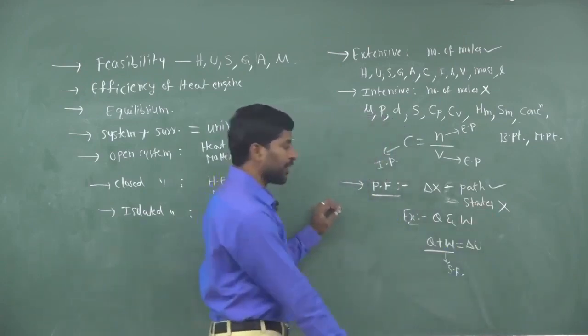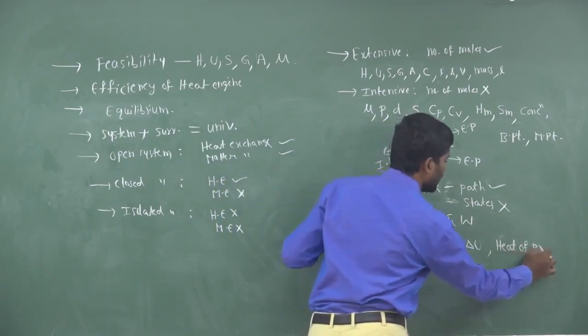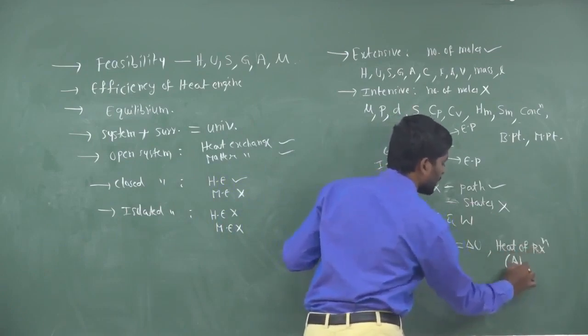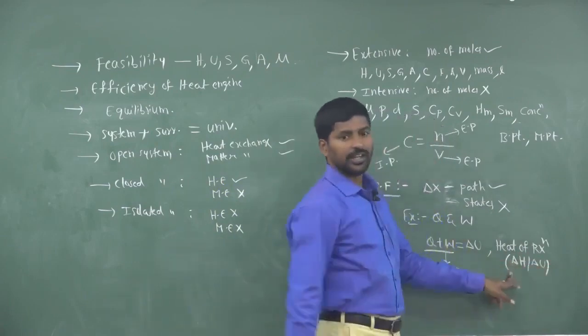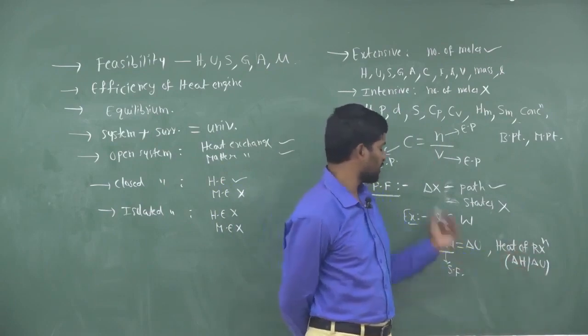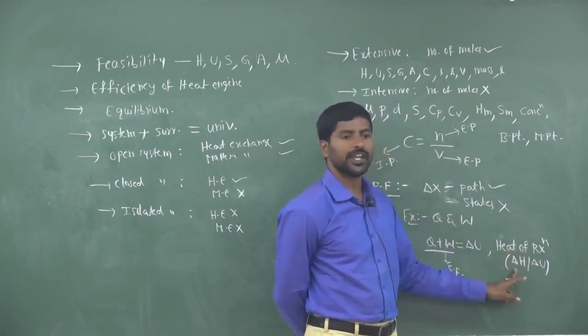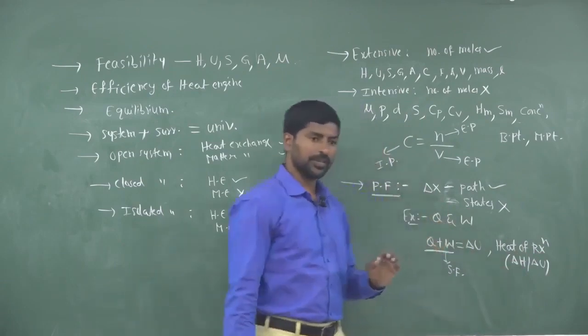What about heat of reaction? Heat of reaction may be either delta H or delta U. At constant pressure it is called delta H. At constant volume it is called delta U. Is heat of reaction a state function or a path function? State function. Only work and heat are path functions.